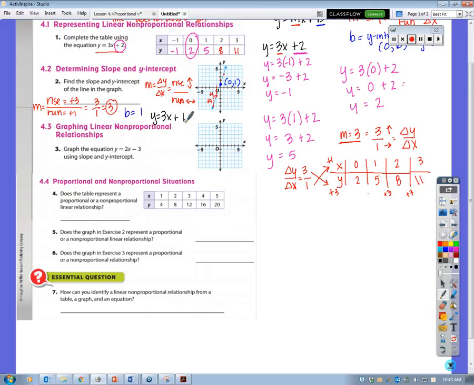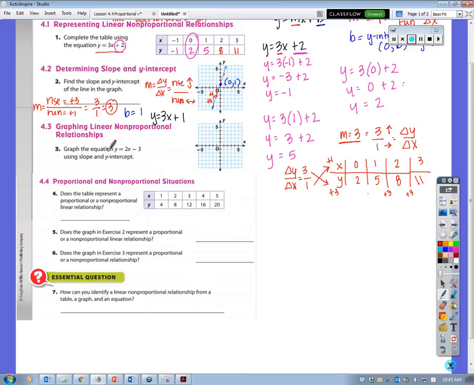And you didn't need to do that. It didn't ask you to, but I'm just kind of connecting concepts there. So slope is 3, or 3 over 1. And y-intercept is 1 because that's where we cross the y-axis at the y value of 1. And this would be the equation. Okay, let's go ahead and check question number 3, where it wants us to graph given an equation.